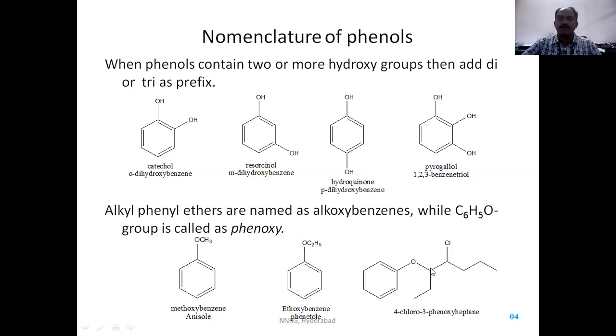At the third carbon you have the phenoxy group, and at the fourth carbon you have chlorine, because you need to number from this carbon. If you number from the other carbon, it becomes 1, 2, 3, 4 chloro and 5 phenoxy. So we need to get the cumulative least number. So it is 3 phenoxy, 4 chloro. In alphabetical order, C for chloro comes before P for phenoxy. Chlorine comes first: 4-chloro-3-phenoxyheptane.